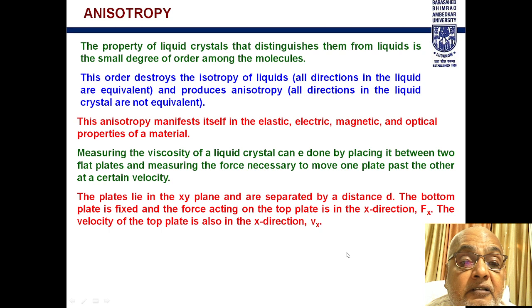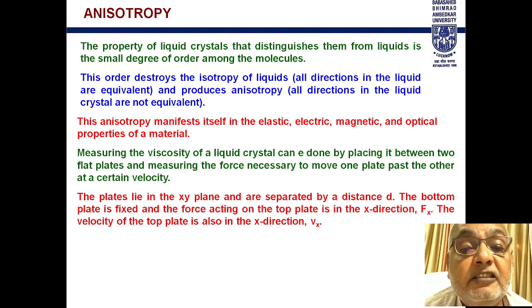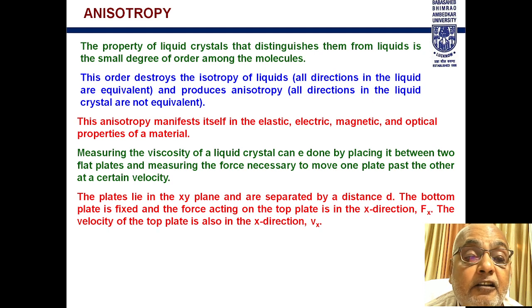Anisotropy. The property of liquid crystals that distinguishes them from liquids is a small degree of order among the molecules. The order destroys the isotropy of the liquid crystal. All directions in the liquid are equivalent, producing isotropy, and all directions in a liquid crystal are not equivalent. This anisotropy manifests itself in the elastic, electrical, magnetic, and optical properties of the material.